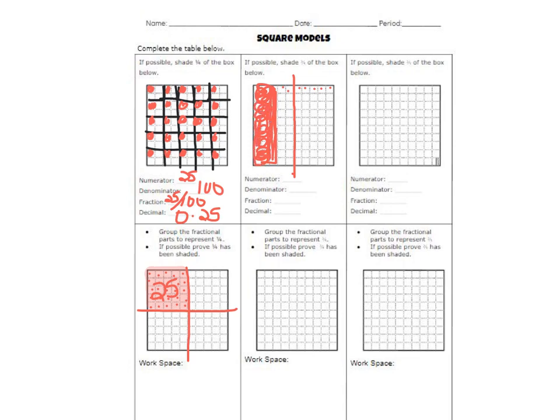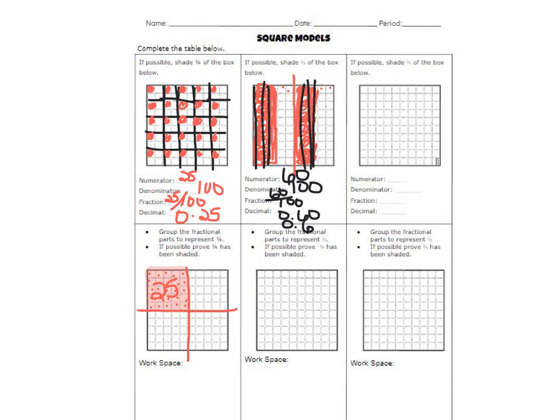And over here, the same thing: 3 parts out of 5. So I know going down, each row is going to be 10. That's 10, 20, 30, 40, 50, 60. So my numerator is 60. My denominator is 100. So my fraction is 60 out of 100, which as a decimal is 0.60. But I could also simplify it to 0.6, because the 0, if you take it away, still has the same value.